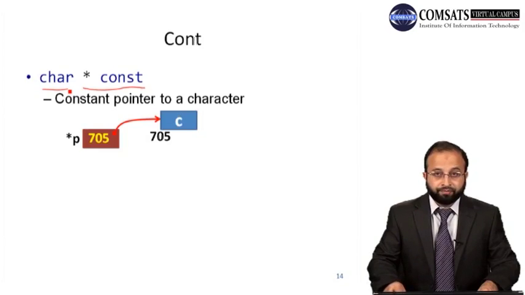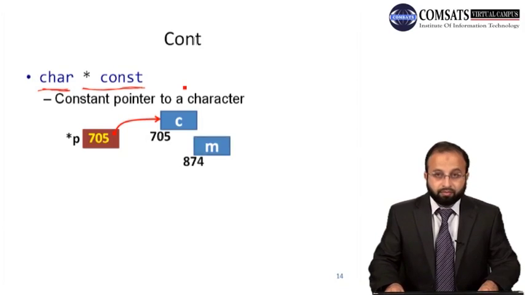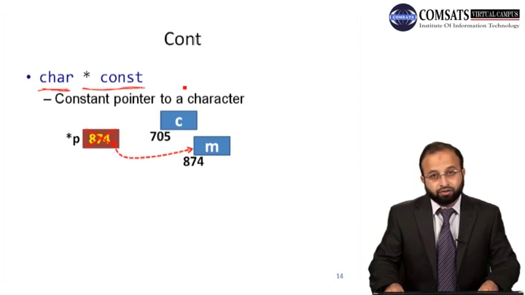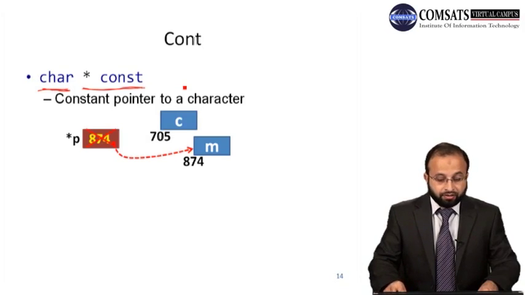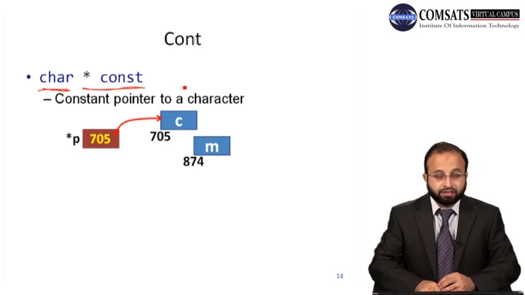That has no problem, right? Because the character is not constant, right? The constant thing is the pointer. Now let's say we have another memory location whose address is 874, and we assign that address to the pointer like this, and we think that this connection is established, but this is not allowable. We cannot change the value of the pointer. Once it is assigned, we cannot change that value, right? So this means that this is wrong, and the value of pointer is actually 705, and it is pointing to a memory location where you store a character c.